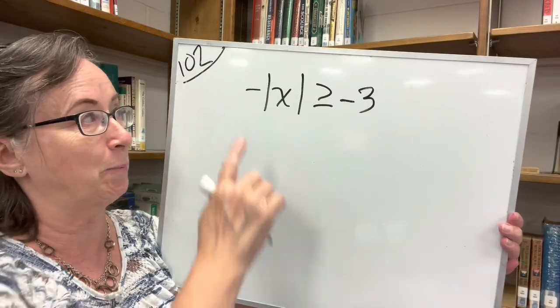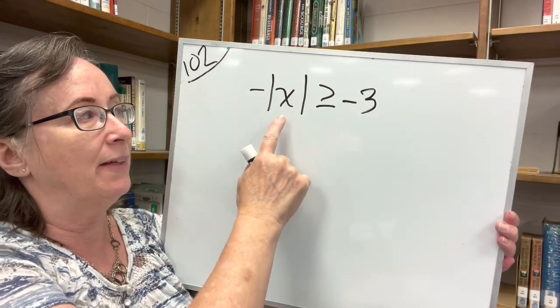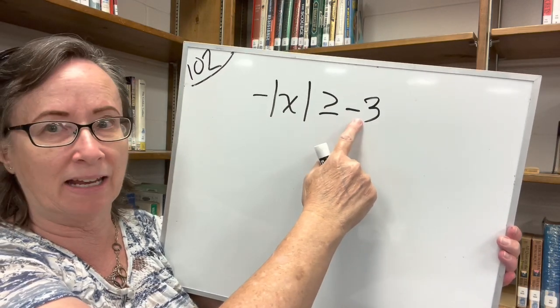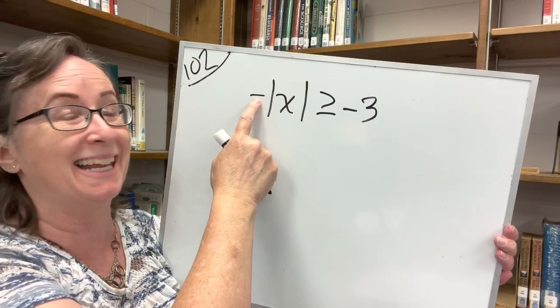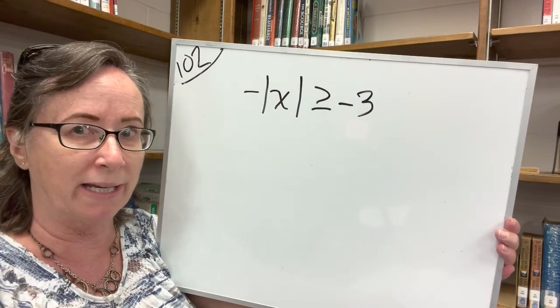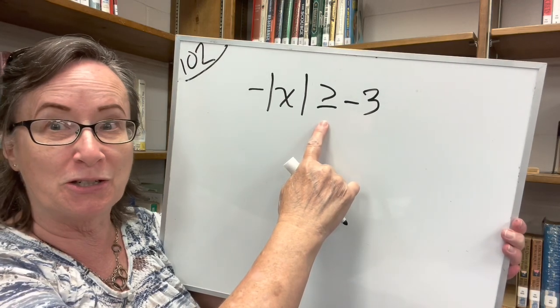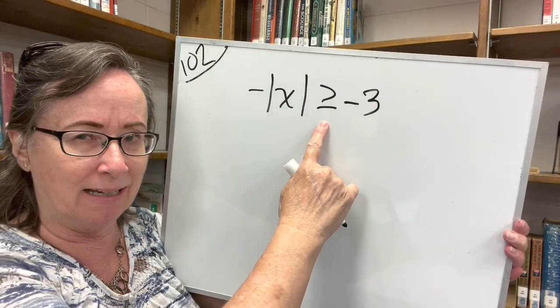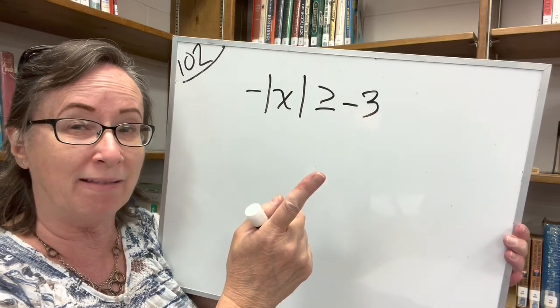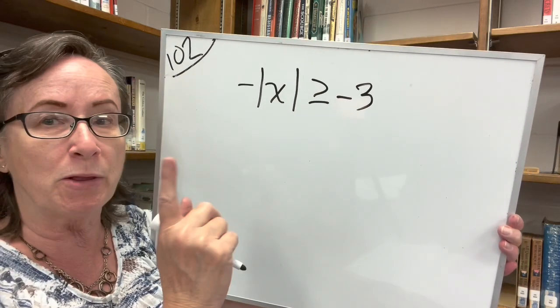Okay, so on this one we have negative the absolute value of x is greater than or equal to negative 3. Well, we don't want a negative absolute value, so we're going to multiply both sides by a negative 1. But when we do that, don't you remember that our inequality sign must flip around to make the inequality true. Now remember the reason that happened.